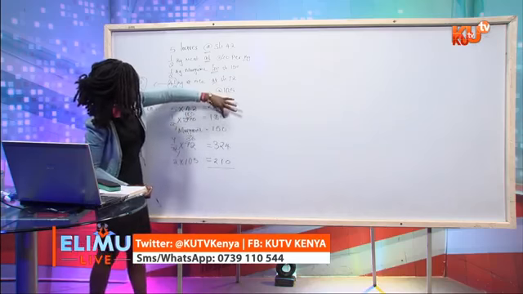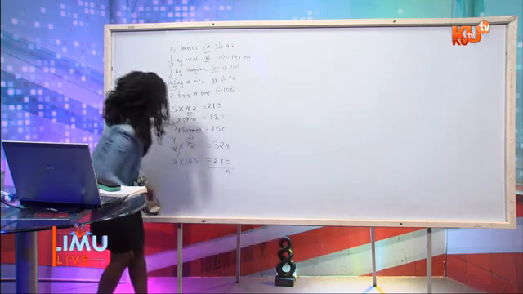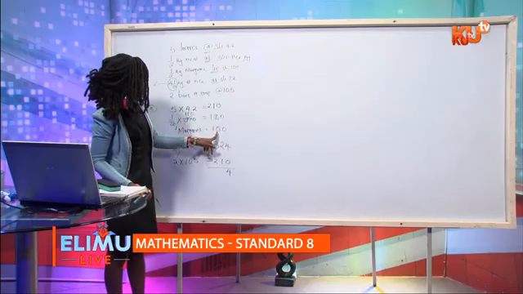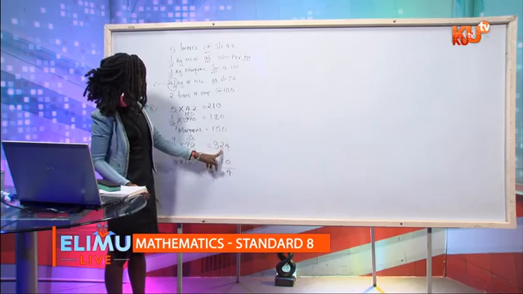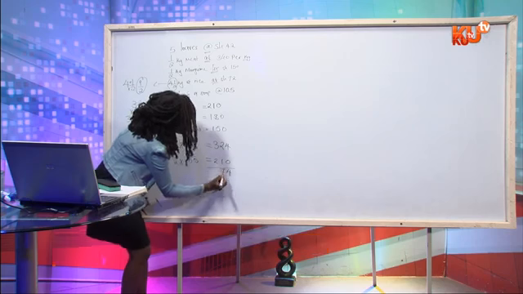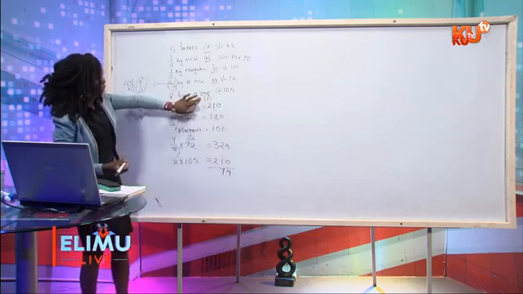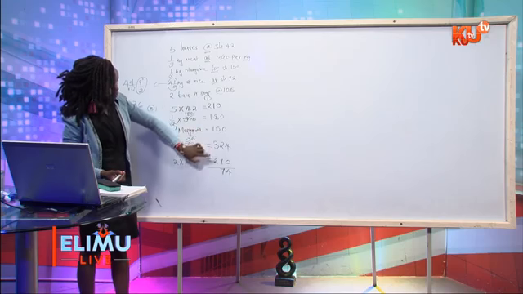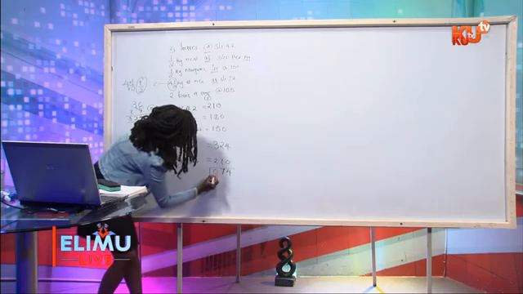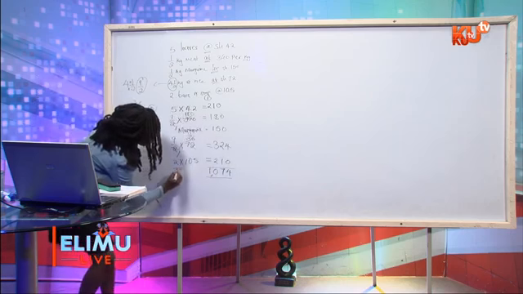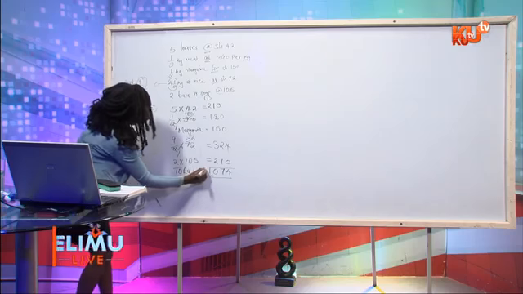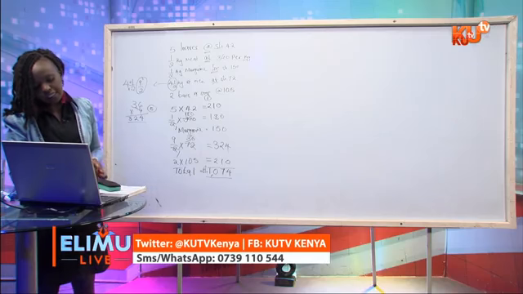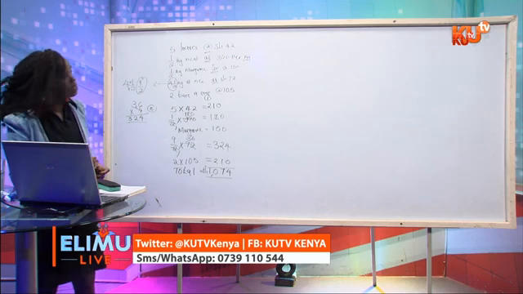So this side we add 0 plus 0, 0, 4 and 0. We get 4. We only have one number there. Then 1 plus 8, we get 9. 9 plus 5, we get 14. 14 plus 2, we get 16. 16 plus 1, we get 17. I write 7, we carry 1. 1 plus 2 is 3. 3 plus 1, 4. Plus 1, 5. Plus 3, 8. Plus 2, 10. So the total cost is 1,074 shillings.